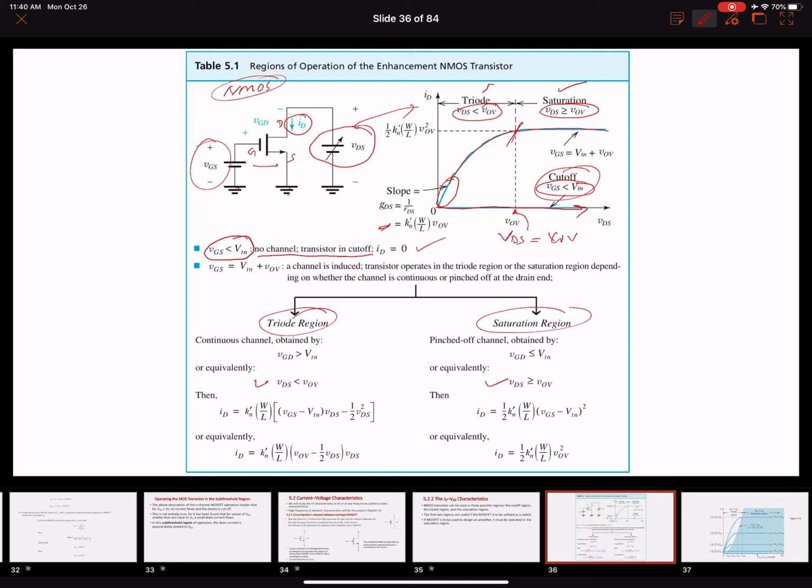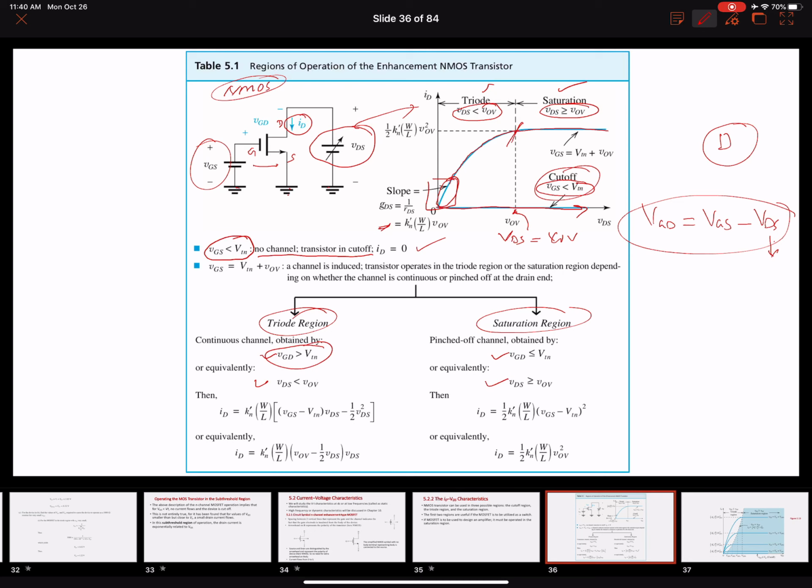Or the gate to drain voltage is greater than the threshold voltage over here in the triode region, and over in the saturation region it is less than the threshold voltage. So what was the gate to drain voltage? The gate to drain voltage was equal to gate to source voltage minus drain to source voltage. This is the voltage that appears at the drain terminal. For the triode region, this VDS is very small, and that is why we were ignoring that, but it was still appearing there.